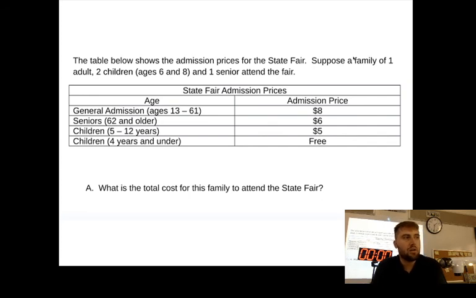The table below shows the admission price for the state fair. Suppose a family of 1 adult, 2 children, ages 6 and 8, and 1 senior attend the fair. What is the total cost for this family to attend the state fair? Pause the video here, work it out, and submit your answer in a comment or discussion post or as a message to me. Can't wait to hear what you think, but definitely try this out. It's a great way to think about it.